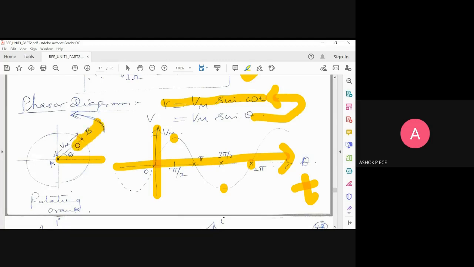So 30 degrees, I draw a line. And what is the radius of the circle? The radius is going to be the maximum value. So I mark Vm here. Vm, I draw an imaginary circle around with radius Vm. So the sine wave is going to rotate in the anti-clockwise direction. So this is the phasor representation of the sine wave. This is time domain representation, and this is phasor representation.